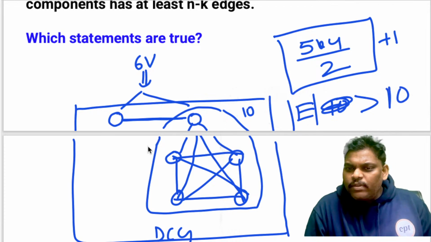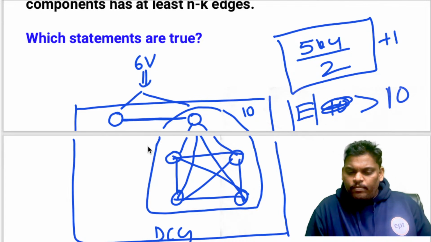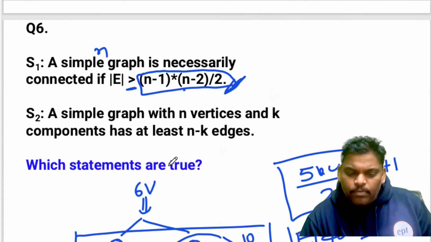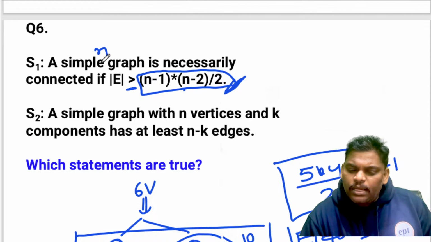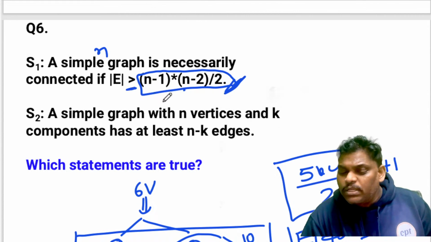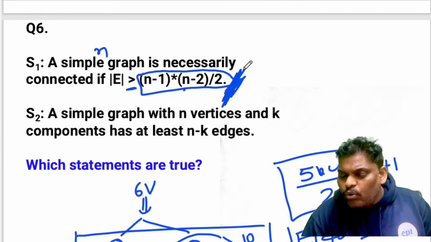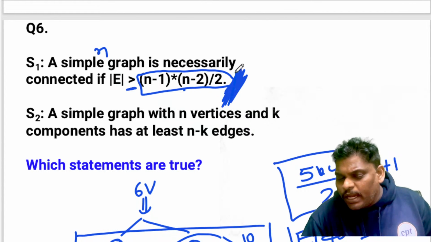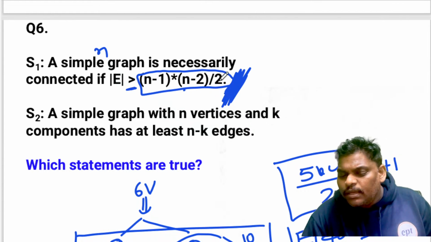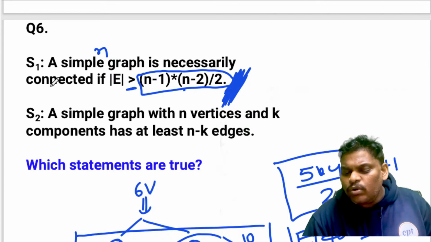Are you okay with this problem? A simple n vertex graph is necessarily connected if the number of edges is more than this. More than this means these are already the maximum edges. If I add one more, it is compulsory that it is going to be connected.